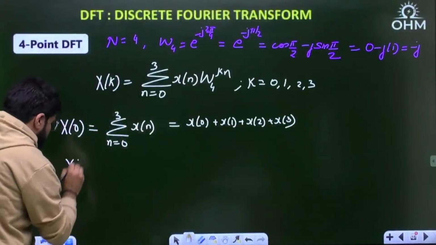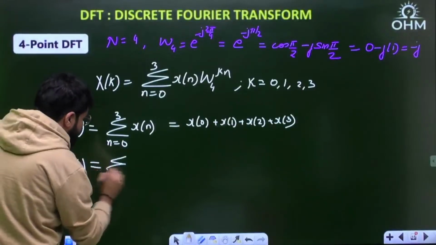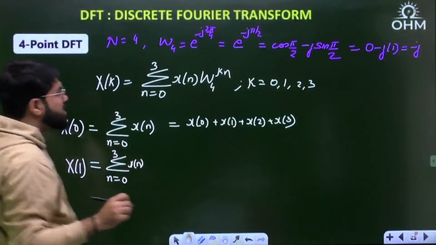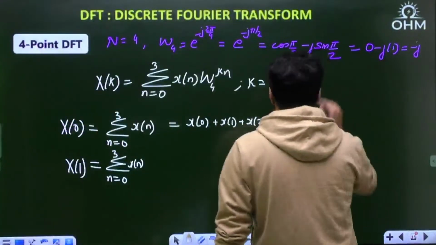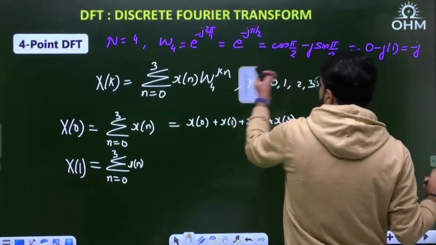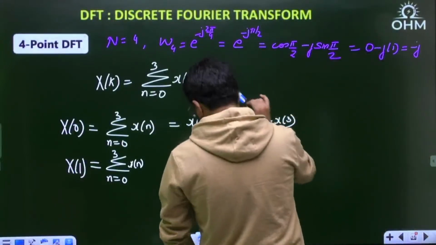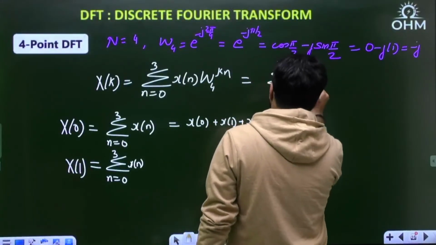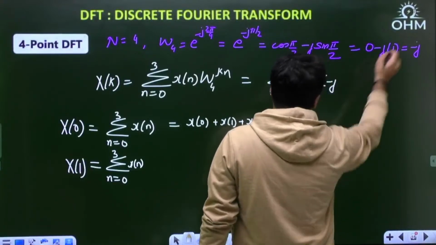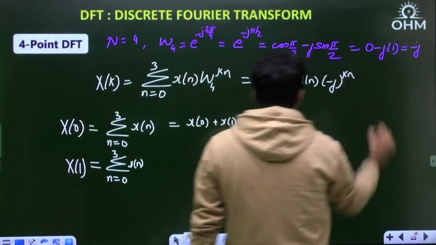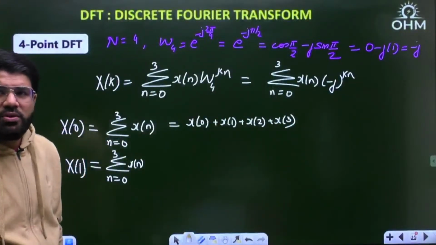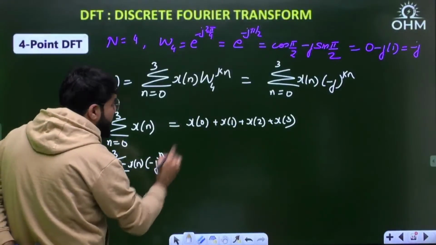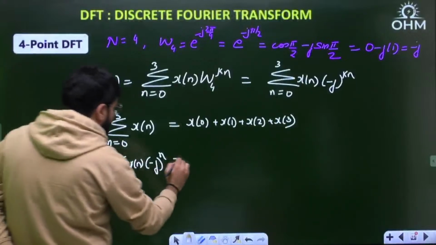If I talk about X of 1, X of 1 is given by the summation n equal to 0 to 3 of x[n] W. If you want, I'll place down the value of W, no problem. W4, as I calculated, is minus j, so it is minus j power kn. For k equal to 0, W power 0 was 1. Now coming to k equal to 1, it becomes minus j power n, because I have put k equal to 1. Now open up the value.